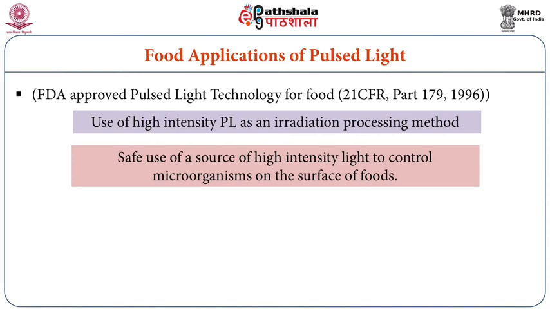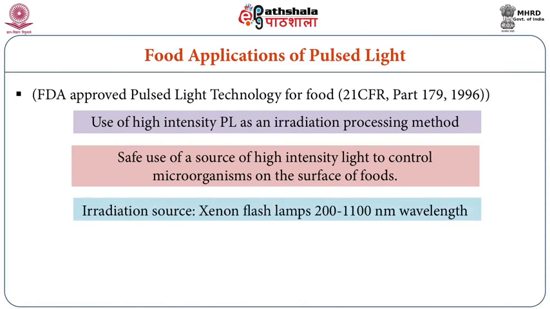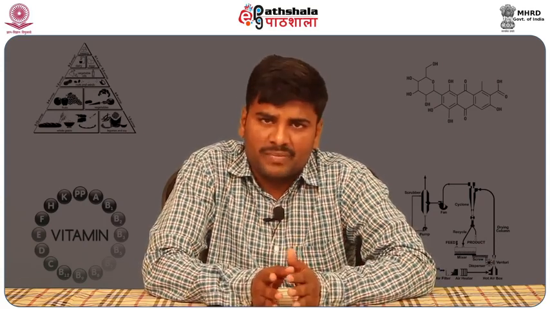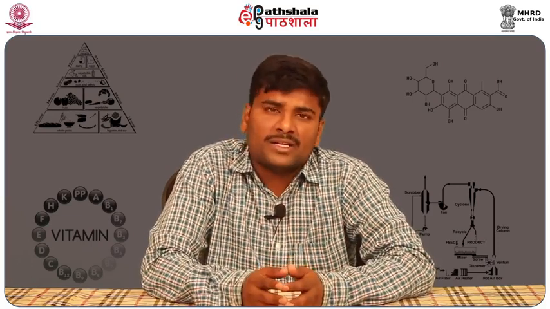FDA also set a guideline for the safe use of a source of high intensity light to control microorganisms on the surface of the food. The irradiation source may be xenon flash lamps, and the pulse duration no longer than 2 minutes. So that means you are not supposed to expose your food for more than 2 minutes. If you expose it for more than 2 minutes, there may be a chance of radioactive components forming in your food, and when you consume that food, we will have other carcinogenic effects.